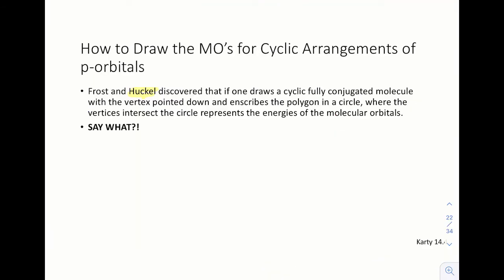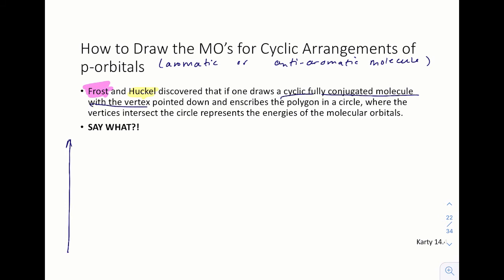Okay, well, we are not physical chemists who are experts in quantum mechanics. So what if we want to draw the molecular orbitals for a cyclic arrangement of p orbitals, aka either an aromatic or anti-aromatic molecule? No problem. Another chemist, Frost, has come to the rescue. Frost described that if one draws a cyclic, fully conjugated molecule with the vertex pointed down and inscribes the polygon in a circle, where the vertices intersect the circle represents the energies of the molecular orbitals. What? Yeah, it was really easy. We're going to be able to do it. Okay, let's figure out what all this means.